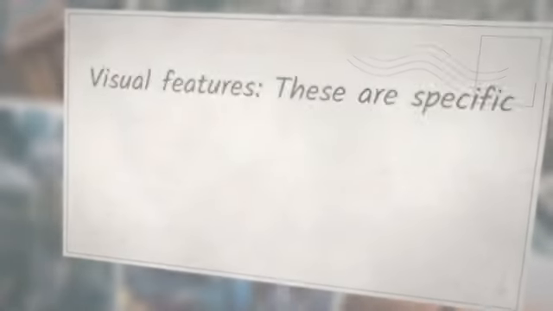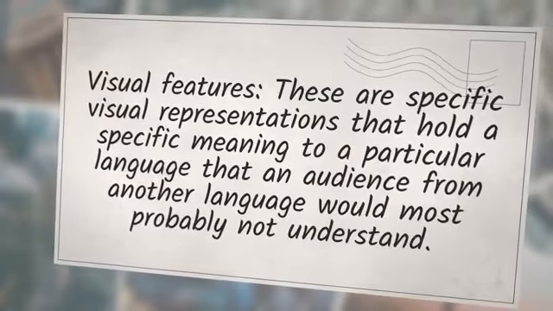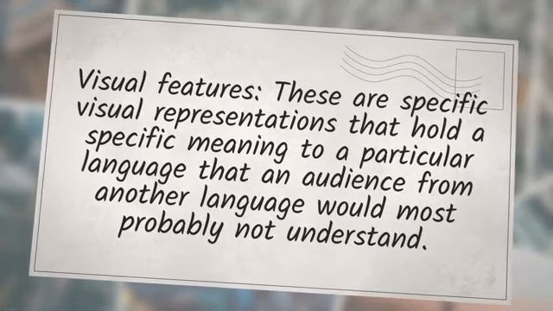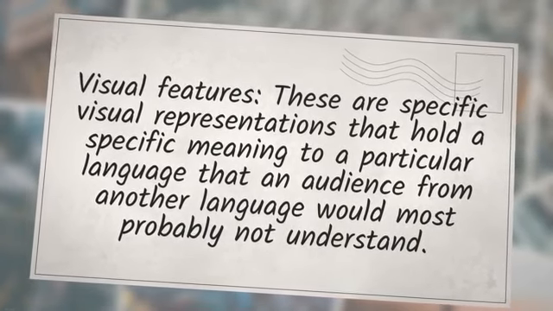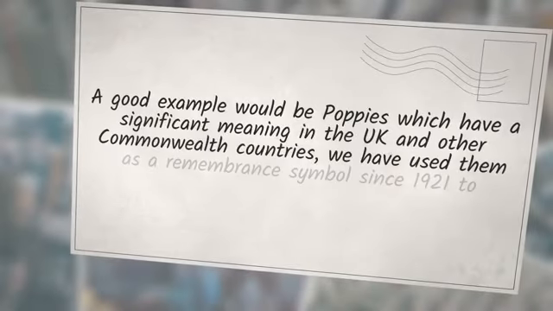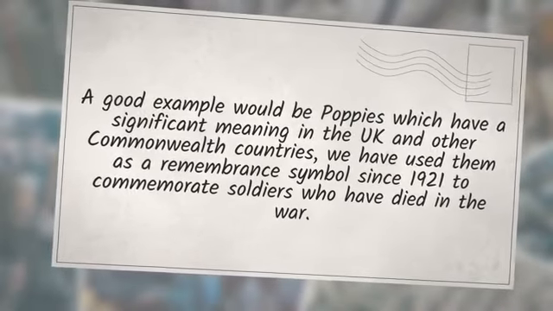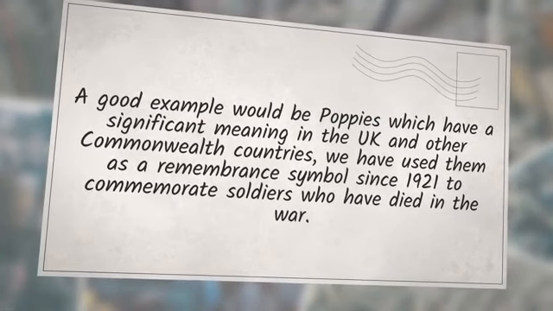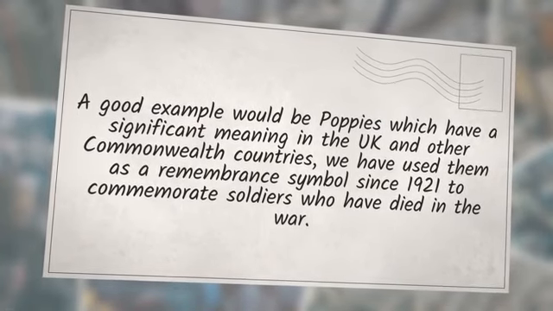Visual features. These are specific visual representations that hold a specific meaning to a particular language that an audience from another language would most probably not understand. A good example would be poppies, which have a significant meaning in the UK and other Commonwealth countries. We have used them as a remembrance symbol since 1921 to commemorate soldiers who have died in the war.